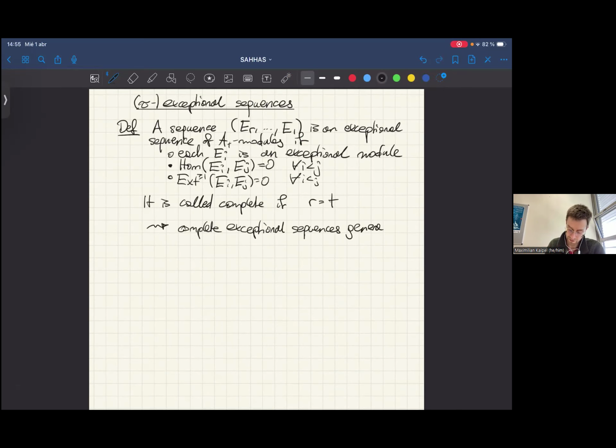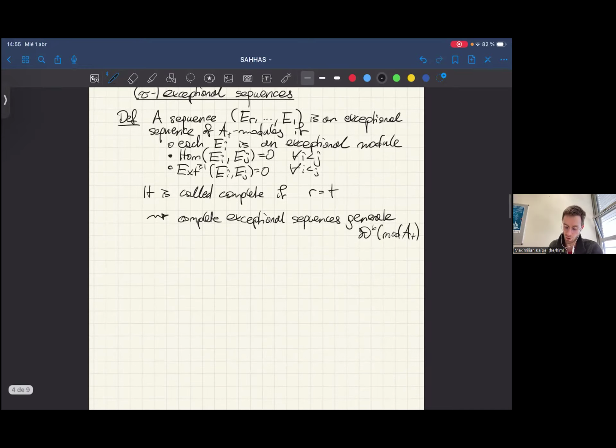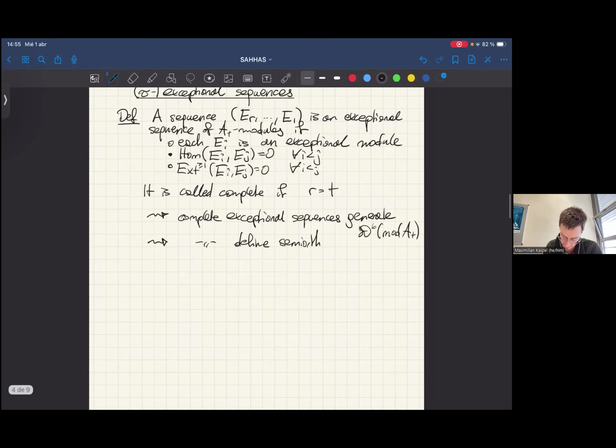They generate the bounded derived category of A-modules, and I mean this holds for all finite dimensional algebras. They also define semi-orthogonal decompositions, which are basically sequences of subcategories with the same orthogonality conditions as here, semi-orthogonal decompositions of, again, the derived category.